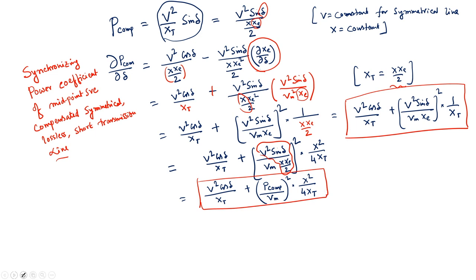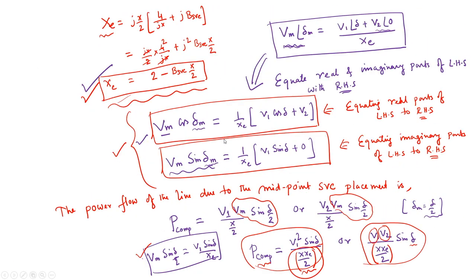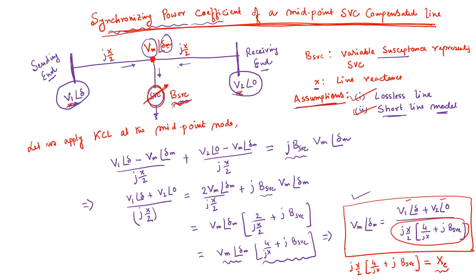Okay. Now, what was the expression for the uncompensated line? For the uncompensated line, this del P del delta was how much? What would be the expression of P? Look at this single line diagram. P will be equal to V1 V2 divided by X sin delta, and since we considered V1 and V2 to be equal for a symmetrical line, this will be the expression of the power flow for the uncompensated line.